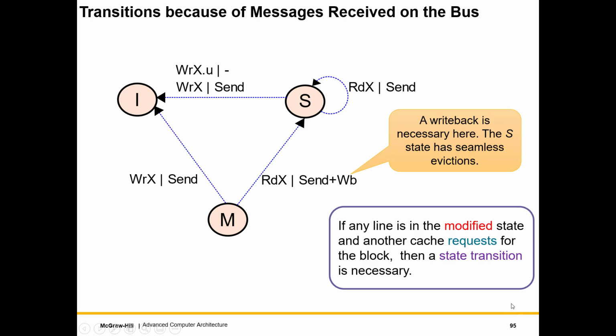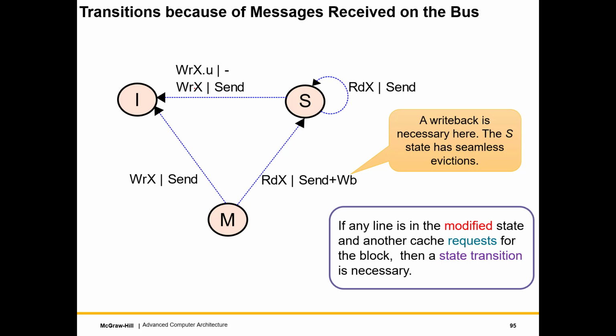Let us now look at transitions because of messages received on the bus. So clearly, if I am in the invalid state, then transitions do not matter. Transitions only matter for the M and S states. So in the S state, several messages can come. A read miss message can come. In this case, the block is sent, unless, of course, another cache gets access to the bus earlier and sends it. The contents of the block are sent.